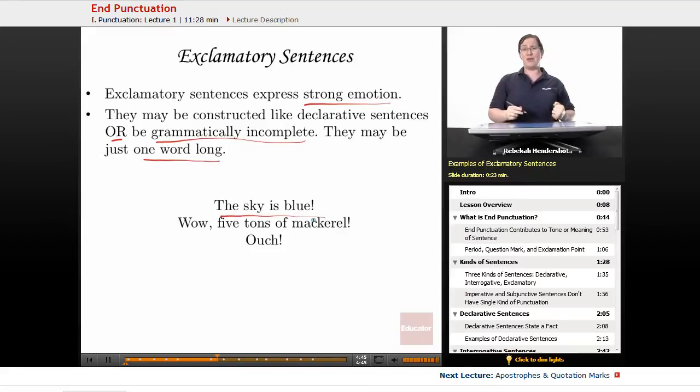Woo! Blue is my favorite color! I love the sky being blue! Or, wow, 5 tons of mackerel! That's a lot of fish! I'm impressed, so I'm exclaiming about it!